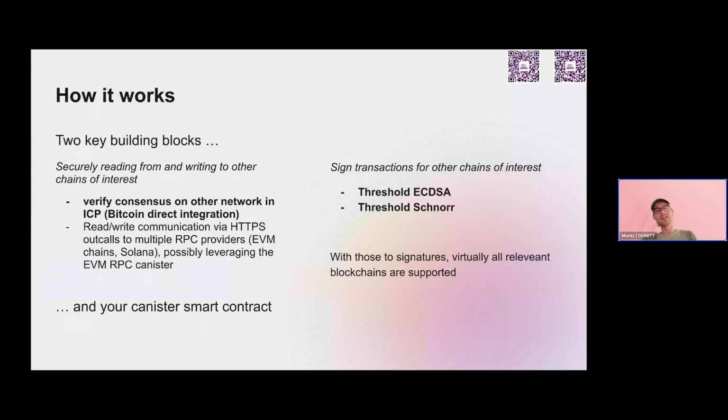And for signing, as I mentioned already, you need Threshold ECDSA and Threshold Schnorr. With those two, you cover all relevant blockchains that are out there. And then, of course, you need a Canister smart contract that builds on top of those two key building blocks, so that uses the Bitcoin integration and that uses threshold signatures or chain key signatures.